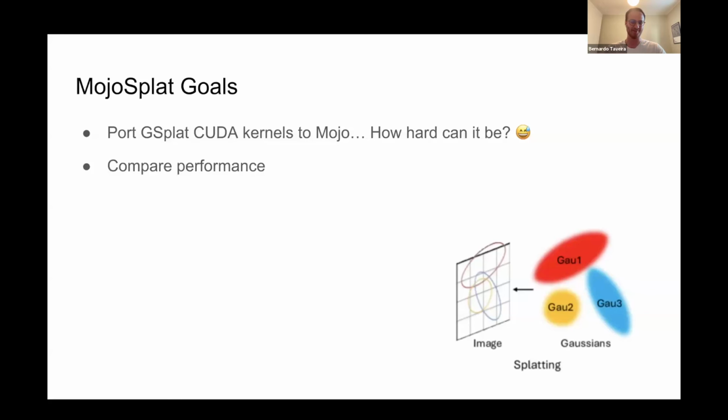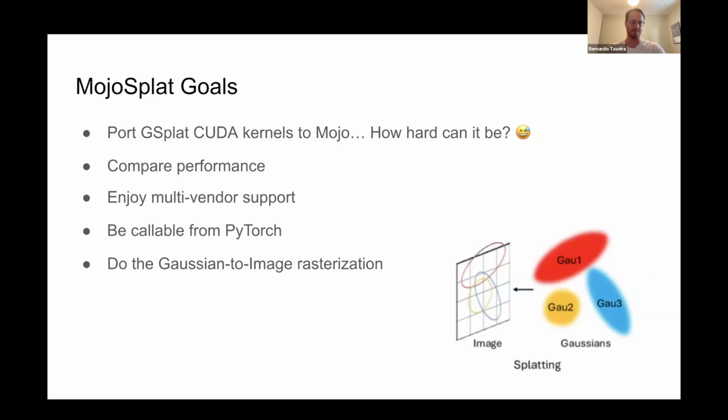I wanted to compare the performance with the CUDA native kernels. Of course, enjoy multi-vendor support, be able to run on AMD GPUs and hopefully one day on my MacBook, so I don't have to continuously SSH into a cluster. Also, I wanted it to be callable from PyTorch, so that's something that I've been trying a lot. Just to keep in mind, I'm only doing the Gaussian to image rasterization. I'm not doing any of the PyTorch training. That's another project, maybe.